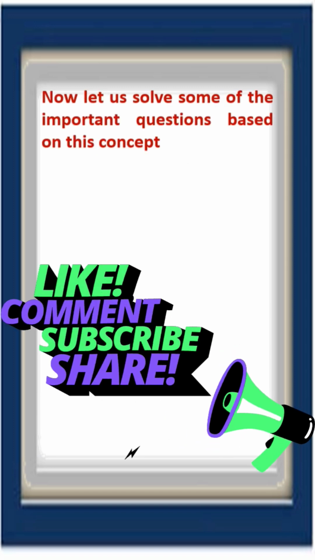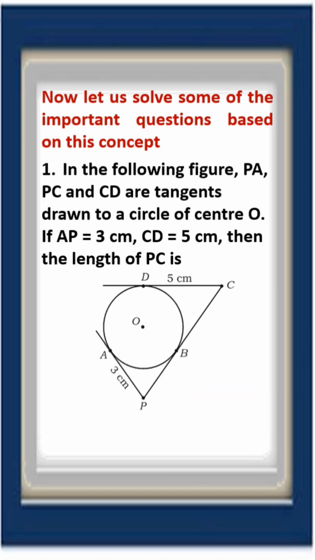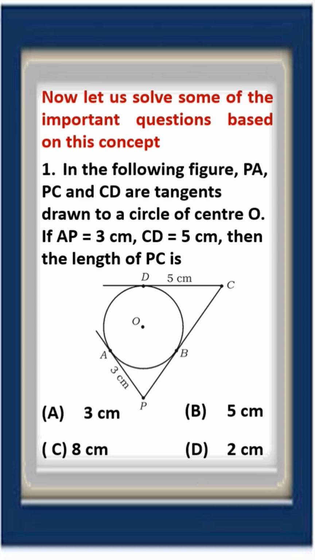Now let us solve some of the exam questions based on this concept. In the following figure, PA, PC, CD are the tangents drawn to a circle of center O. If AP is 3 cm, CD is 5 cm, then the length of PC is. 4 options are given. They are option A 3 cm, option B 5 cm, option C 8 cm, option D 2 cm. If you are clever enough, you can readily tell the option C is correct.